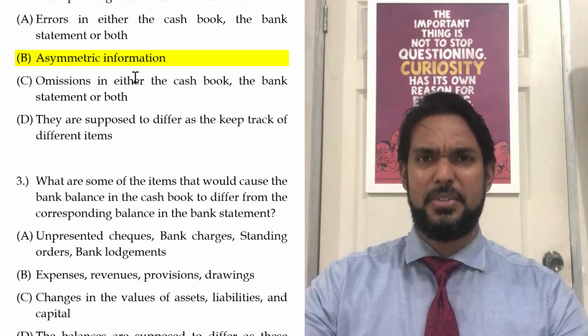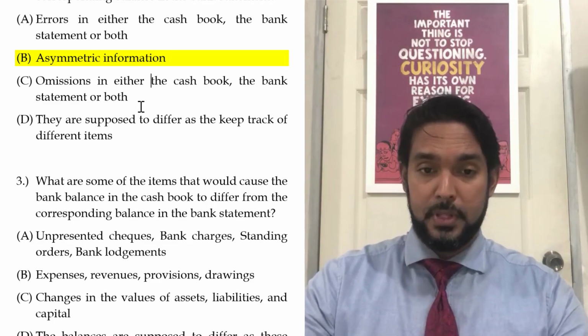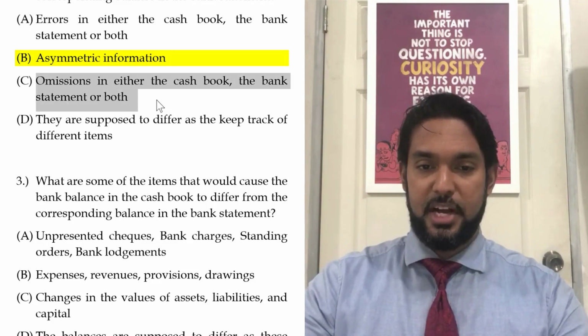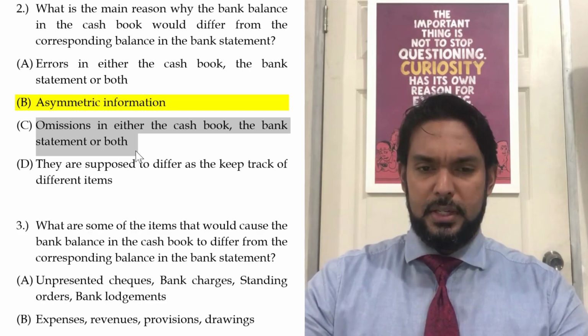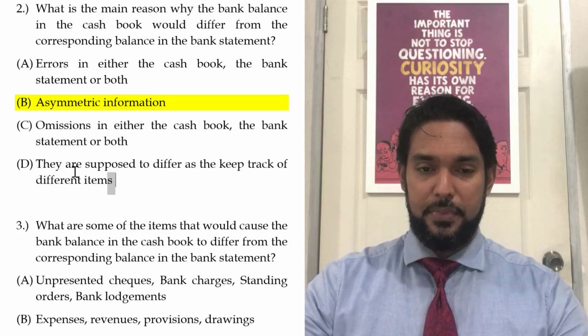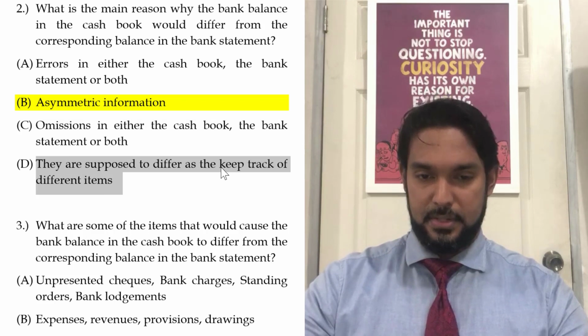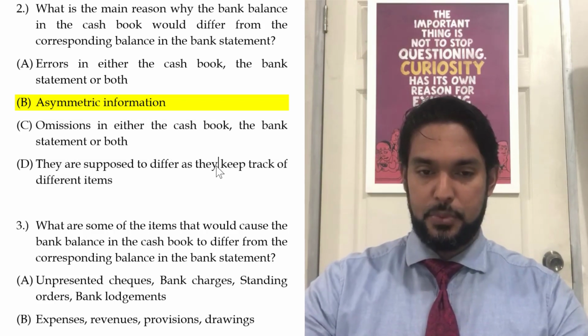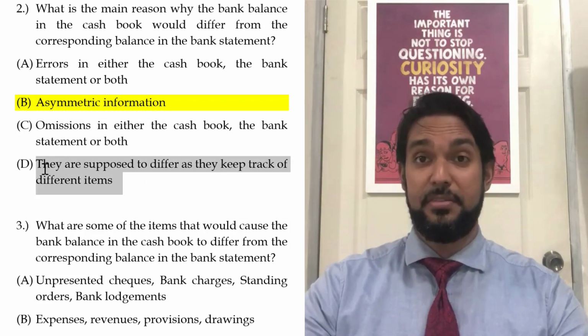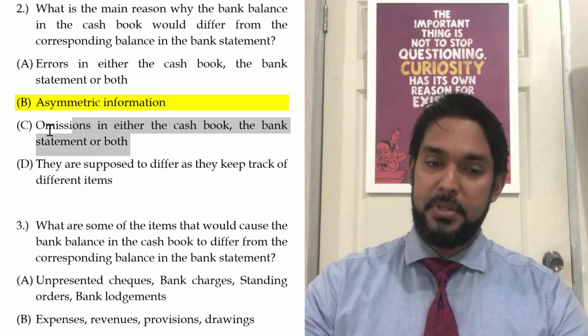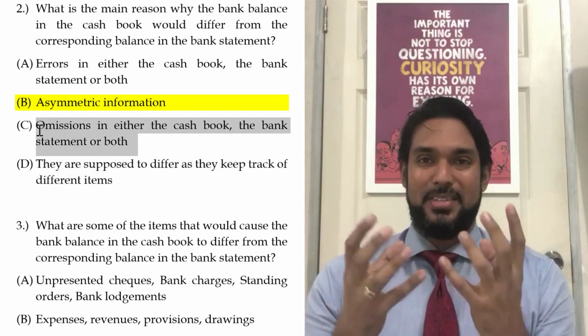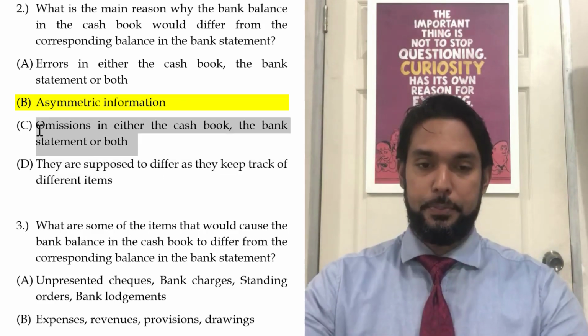Omissions in either the cash book, the bank statement, or both. That could be a reason. And they are supposed to differ as they keep track of different items. No, this one is definitely wrong. This one could be correct, but it's not as holistic as it should be to be a proper answer.